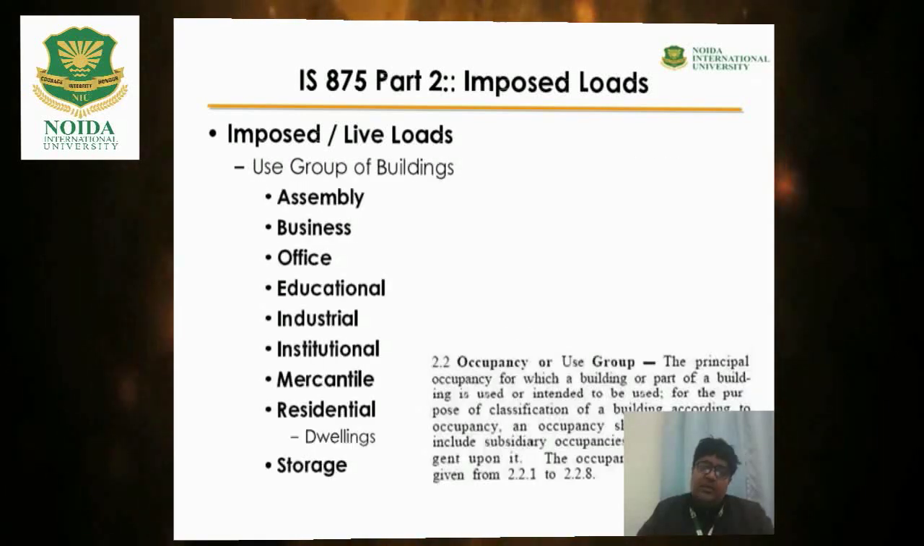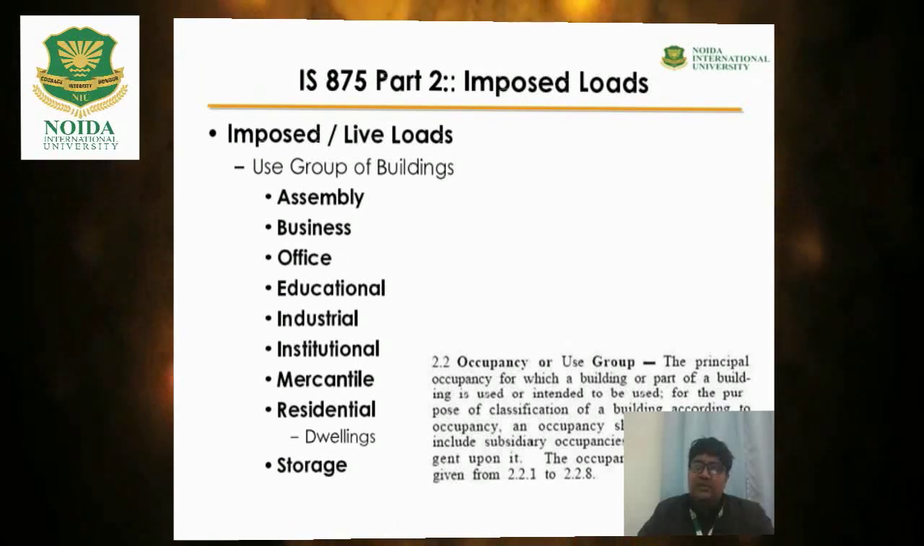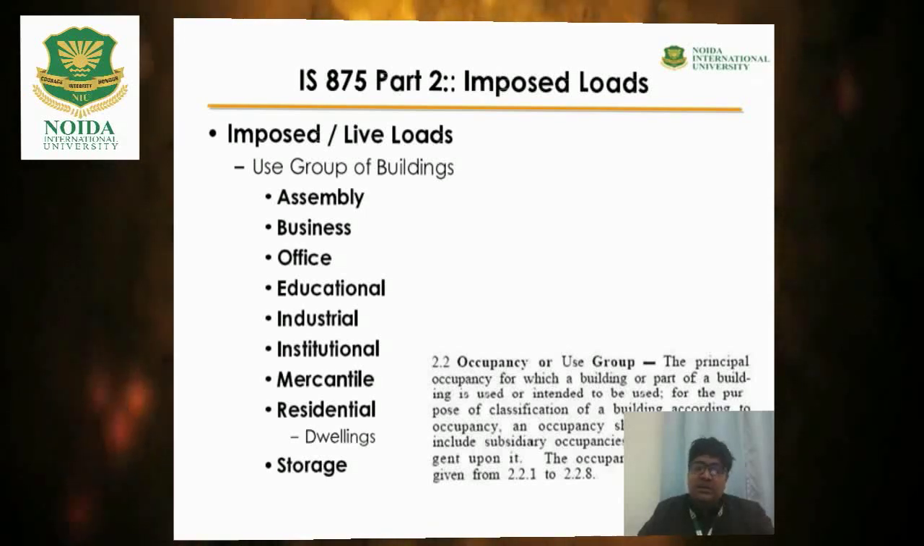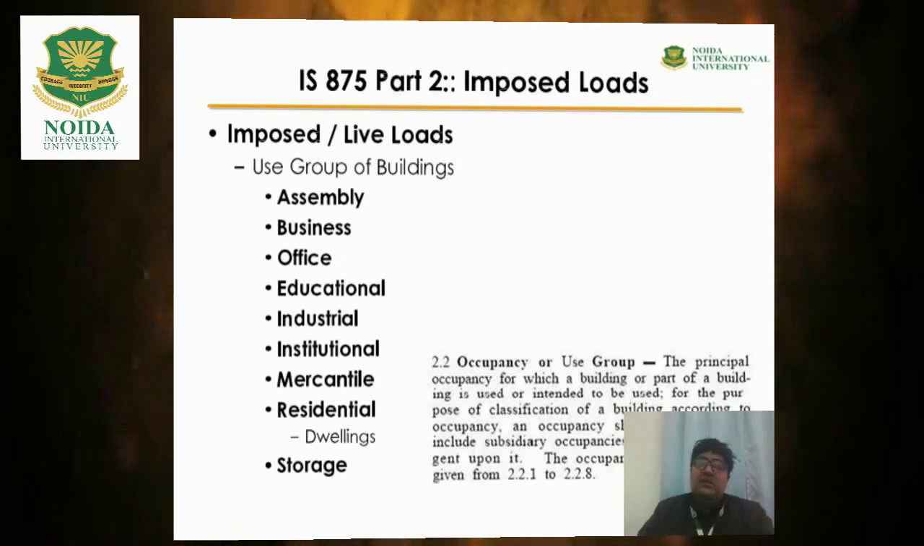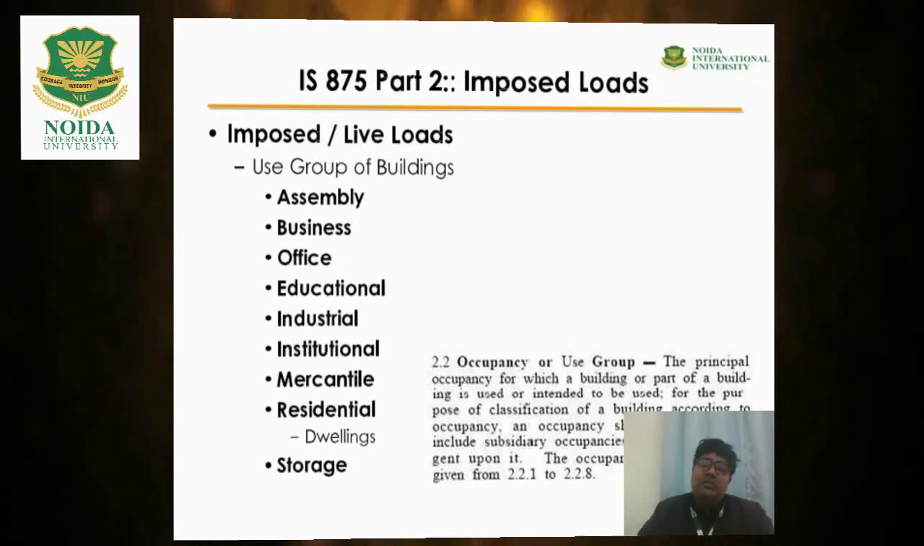Next, we go for the imposed load, live load, for the use of a group of buildings. We have different kinds of buildings having different imposed loads. Just like an assembly hall, which will have different kinds of load conditions. Business structures, offices, educational institutions, industrial structures, mercantile, residential structures, and storage. So these groups of buildings have different imposed and live loads depending upon the occupancy or the use.